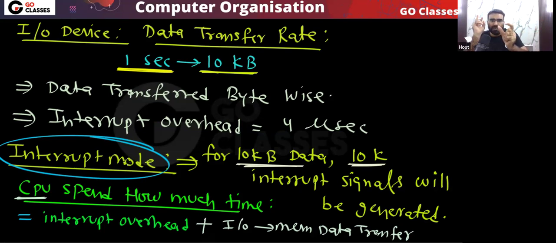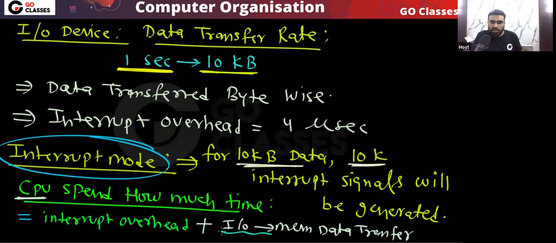Once 1 byte will be ready in the device interface, then CPU will do the data transfer. Do you agree with me? Who will do the data transfer? When 1 byte will be ready in the interface, then who will do the data transfer? CPU will do the data transfer, right? Yes or no? So CPU will be involved in these two things, interrupt overhead and also this actual data transfer.